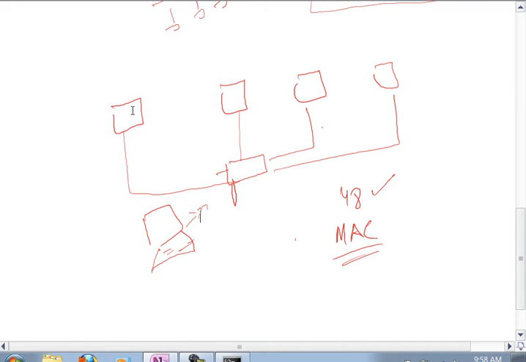Now, listen, if this guy has to send a packet to a device which is inside the LAN, say this is device A, and I want to send it to device B or C or D or E, and they are tied to it, then we do not need a router. We only need to know the MAC addresses.